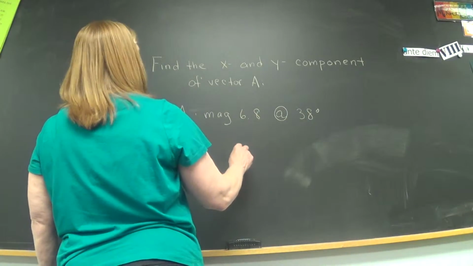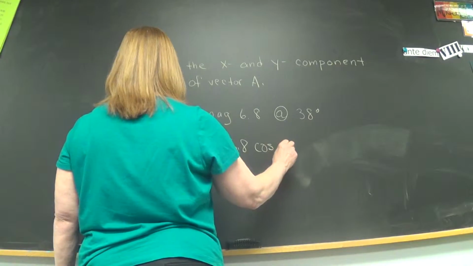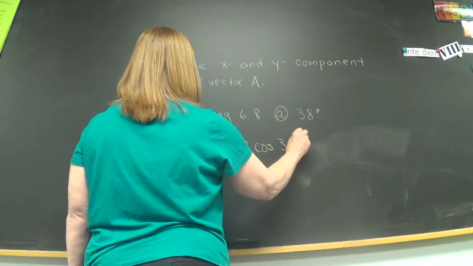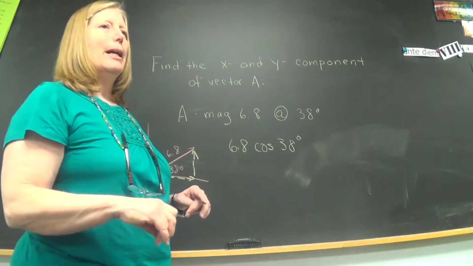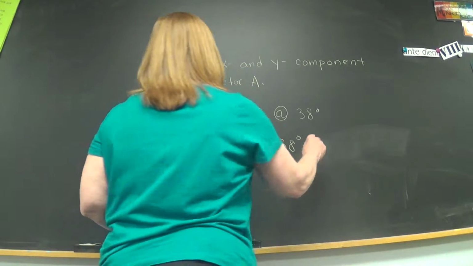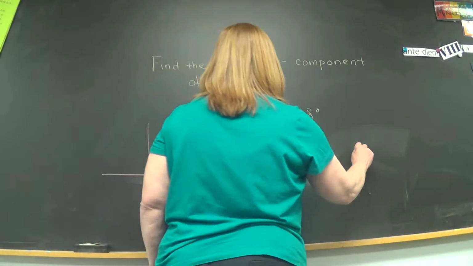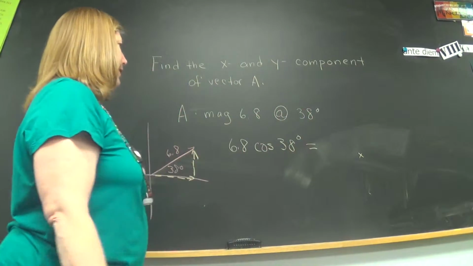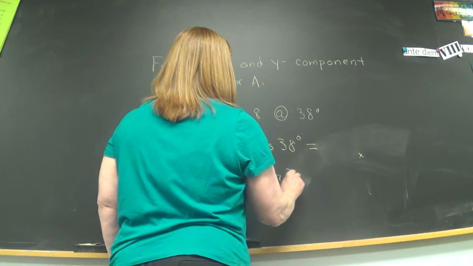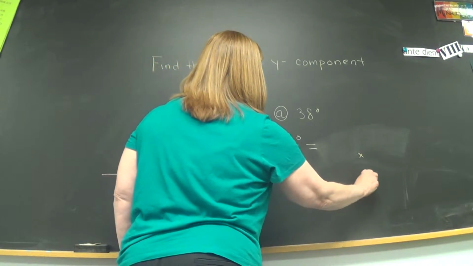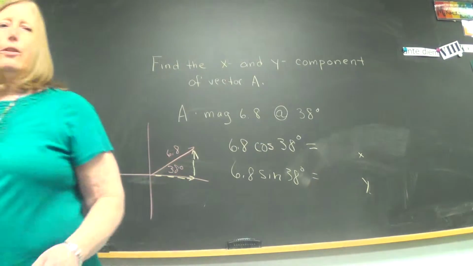All right, so it's always magnitude, cosine, 38. Make sure you're in degrees. Some of you who are floating around in other math classes might be in radians. So 6.8 cosine 38 will give you the x value, the x component, and 6.8 sine 38 will give you the y. So you need to recall these things so you can do well.